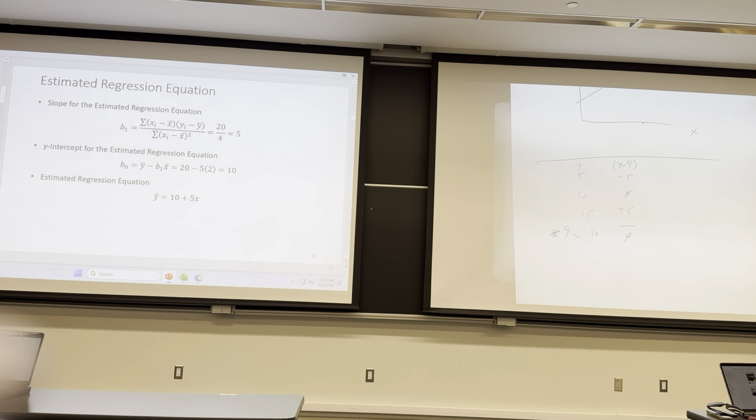Now, what I'm going to do over here is develop a regression equation. So the sample slope is calculated from these numbers. You must be wondering where this 20 came from, where this 5 came from, where this 4 came from. I have to show you the numbers now.